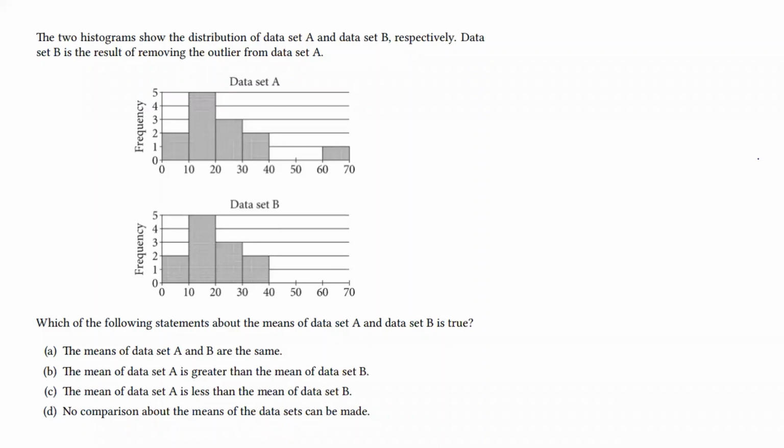Here we have two histograms, and we're interested in the means of these datasets. Notice that dataset A has this outlier, and that dataset B is simply the set A, except for missing the outlier. That outlier is far above the rest of the data, which is going to drag the average up. Thus, the mean of dataset A is going to be greater than the mean of dataset B.